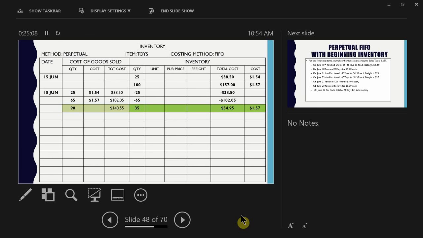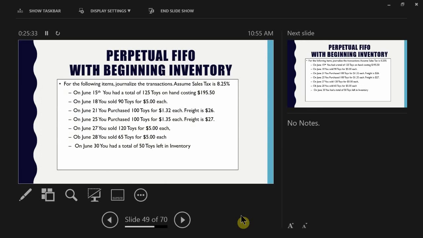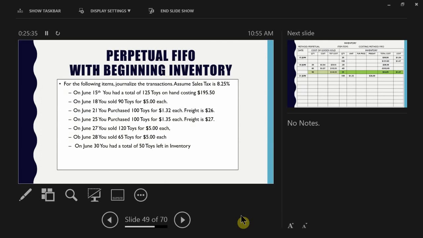Every purchase that we make, our inventory is going to increase. Every sale that we make, our inventory is going to decrease. So in this case, we're constantly moving through our inventory, constantly updating it based on what the scenario is, whether we made a purchase or whether we sold items. Okay. So then, once again, let's go ahead and fast forward.